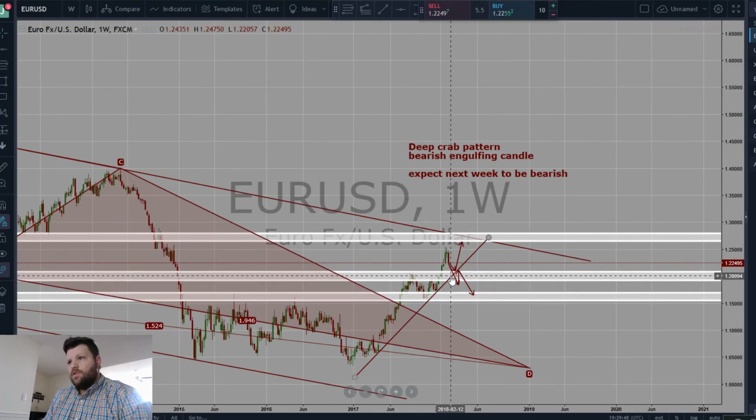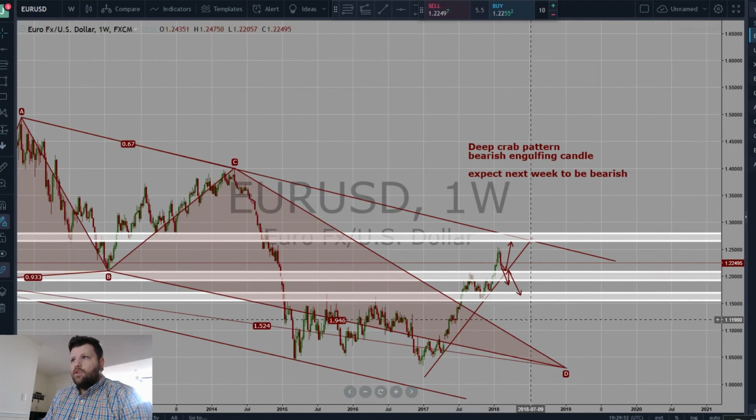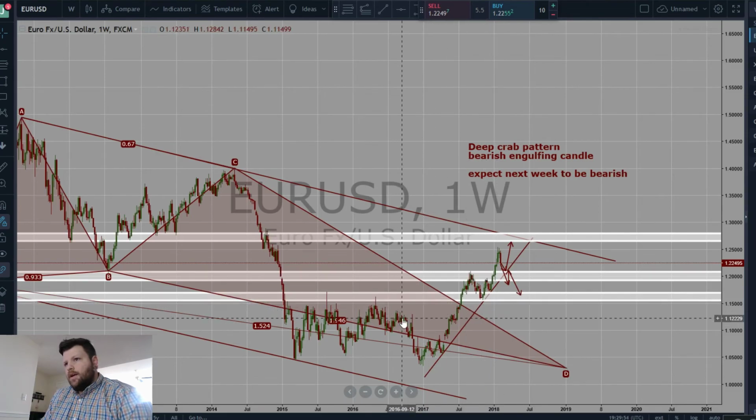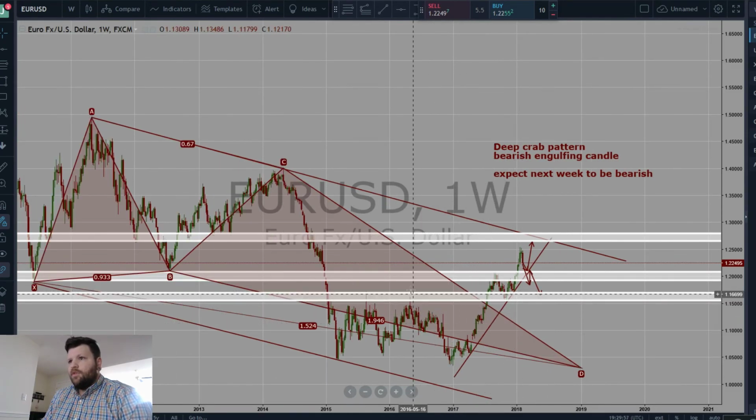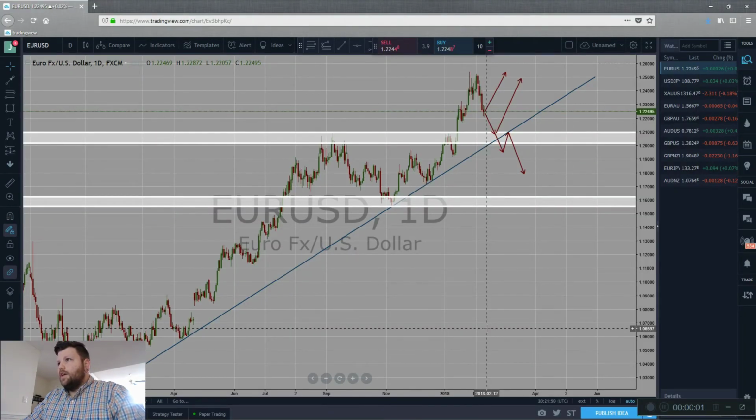Or if we do see a break of this trend line drawn, then we could see the completion of the deep crab pattern. That completion probably won't happen for a number of weeks from now. You see it did almost complete, but not quite, so that pattern is still in play. Alright, moving on to the daily time frame.